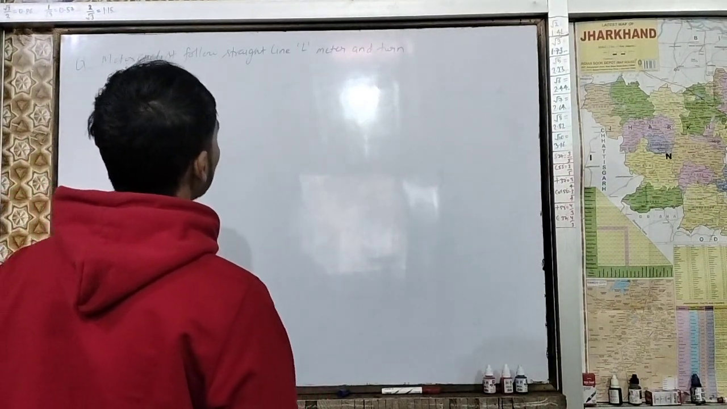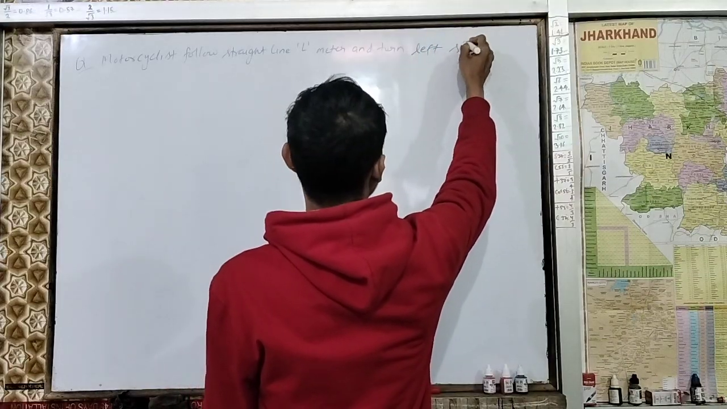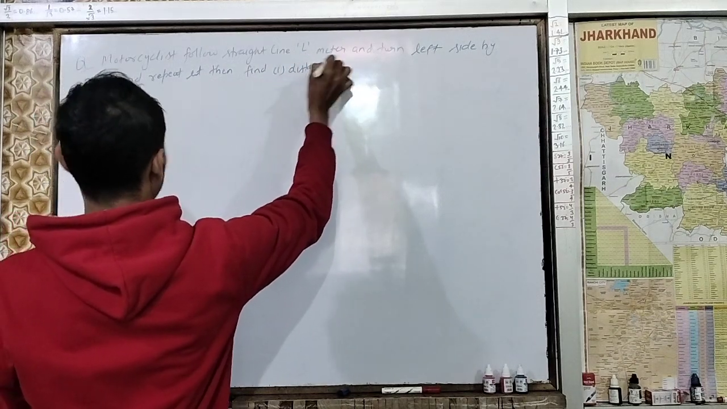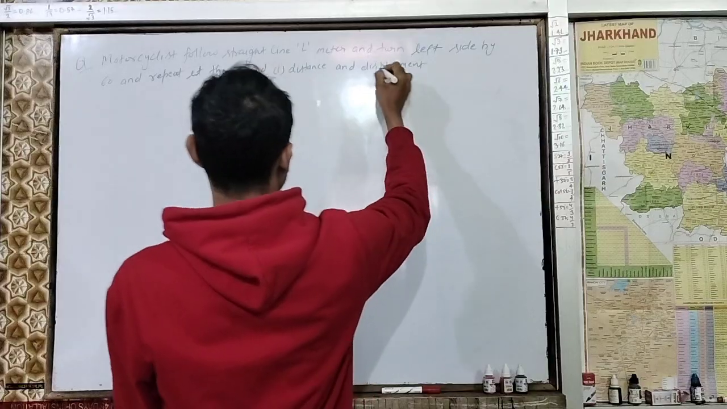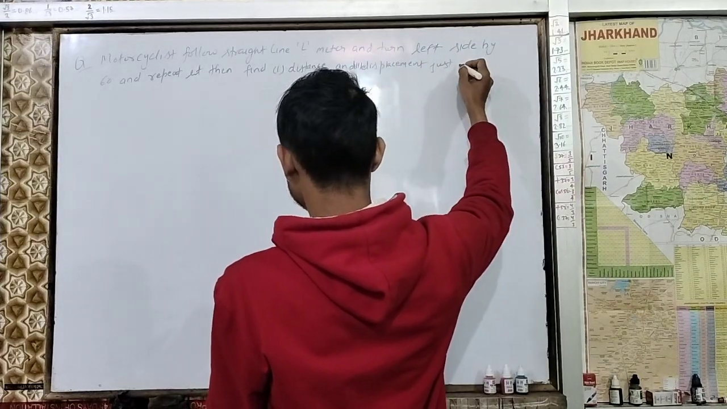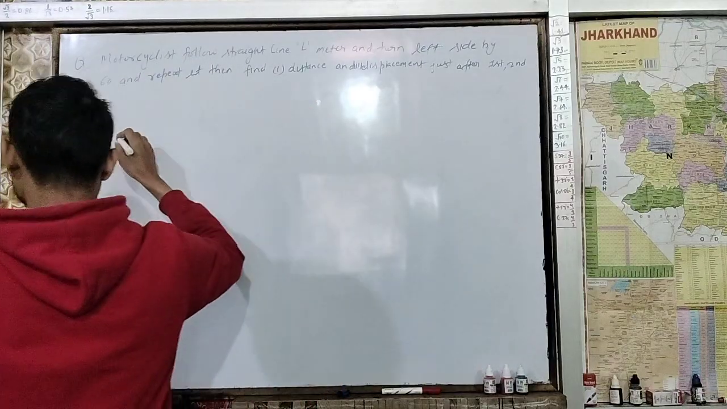A motorcyclist follows a straight line of L meters and turns left by 60 degrees, and repeats it. Then find the distance and displacement after the fifth turn.